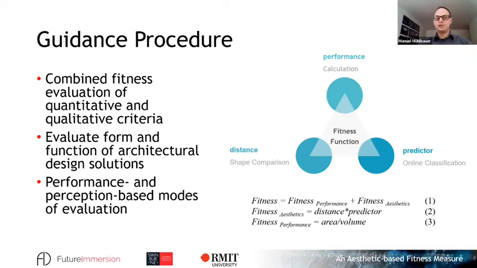Therefore, evaluating form and function of architectural design solutions, which is the core concept, the double code that architecture uses for evaluating different design solutions. It also combines performance and perception-based modes of evaluation.